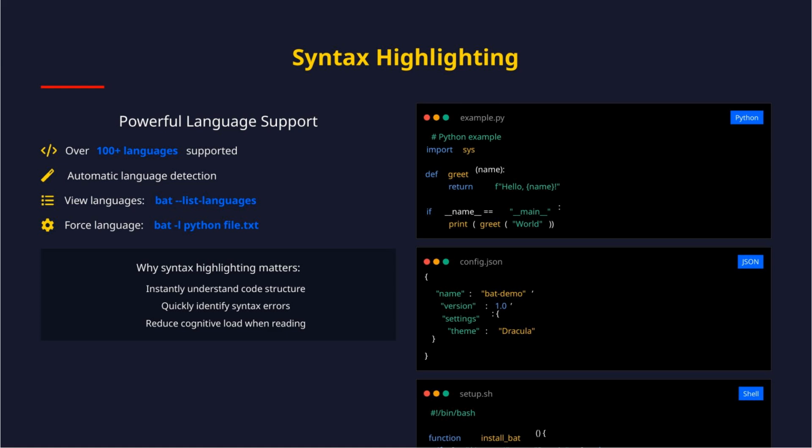The really cool thing is that it does automatic language detection. So most of the time, you don't need to tell it what type of file you're looking at. It just figures it out based on the file extension or the content. But if you ever need to force a specific language, maybe you've got a file with a weird extension, you can do that too. bat -l python some_weird_file.txt. And if you want to see all the supported languages, just run bat --list-languages. Trust me, the list is pretty long.